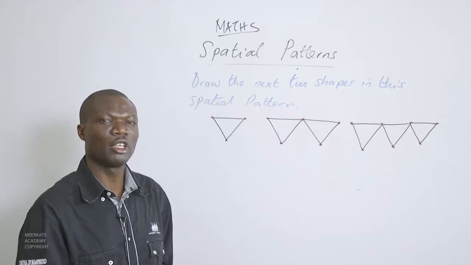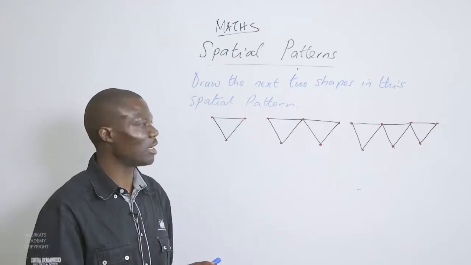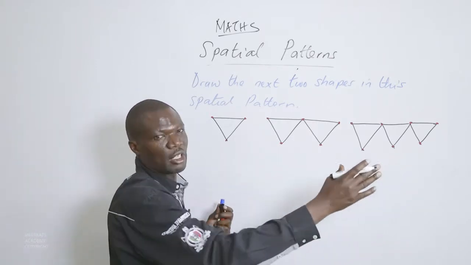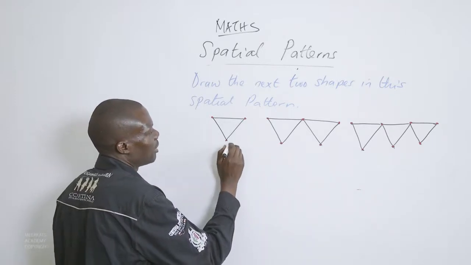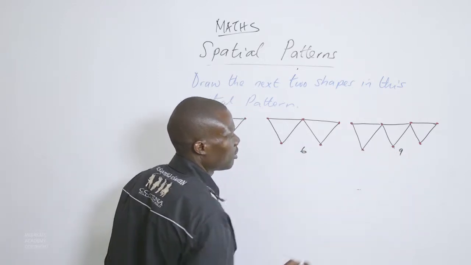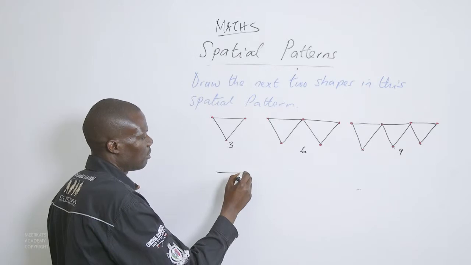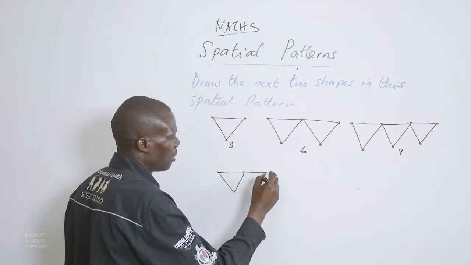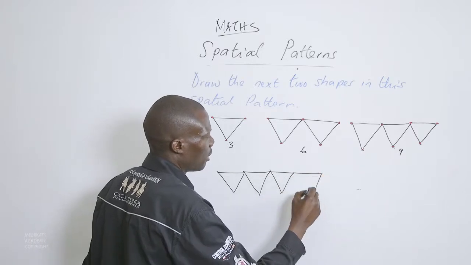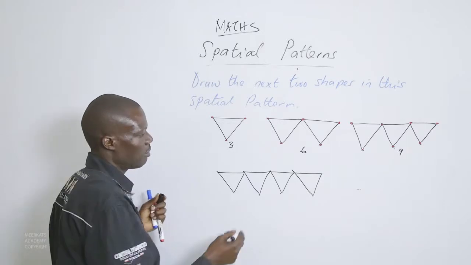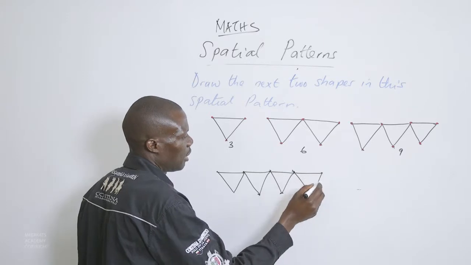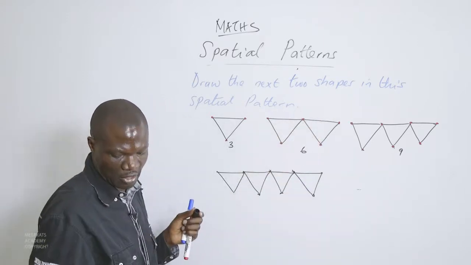So if they are asking us for the next, I'll go step by step as I draw it. For the next one, I'll expect to have 4 triangles and then 5 triangles. Remember, this is 3 sticks, this is 6 sticks, this is 9 sticks. So the next one I'll expect to have 4 triangles. At any given time, we have the sticks making up the triangle like that. Then they are asking us for the next, how many sticks?